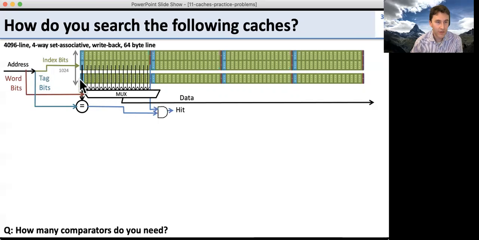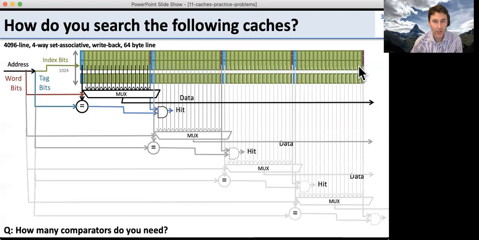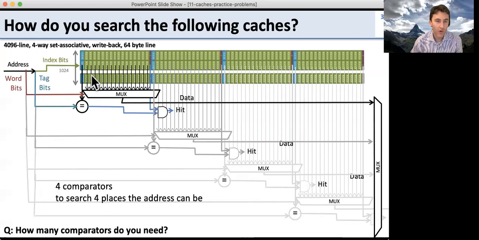So the index bits tell us which set to look at. The word bits tell us which of the words in the cache line we want. And then the tag tells us was that the right one. But these index bits just tell us it's in one of these 4 ways. So we did this to check if it's in the first way over here, but we're going to have to do the same thing to check if it's in the second way, the third way, and the fourth way. And remember, this is because in the associative cache here, we know that this address has to be in one of these 4, but we don't know which of those 4 it is. So we have to check all of them. So for this one here, we need 4 comparators to search each of the 4 ways for where the data could be.